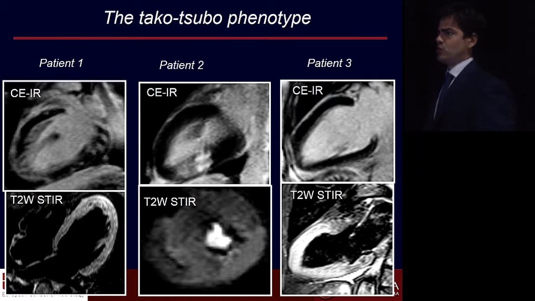Okay, what's your diagnosis? From patient 1, myocarditis. For patient 2, infarction. For patient 3, it was a Takotsubo, a real Takotsubo. Why is it a nice case, or a nice series of cases? Because it shows how much MR is changing the management of the patients.